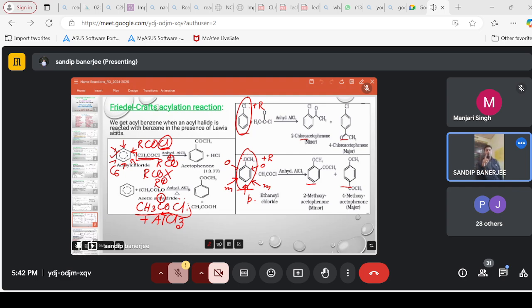But here, the major-minor distribution will not change because major-minor depends only on the substituent group present initially, and it is on its inductive effect, as I discussed.